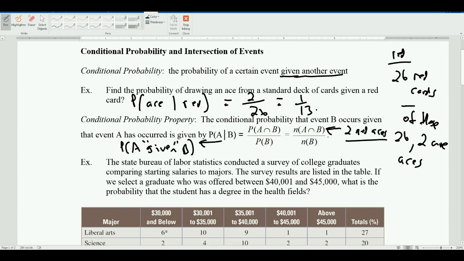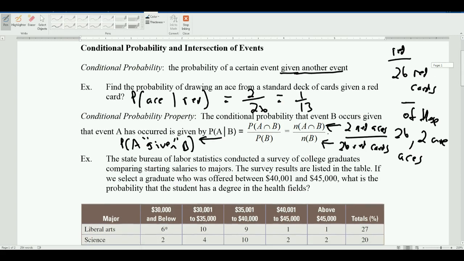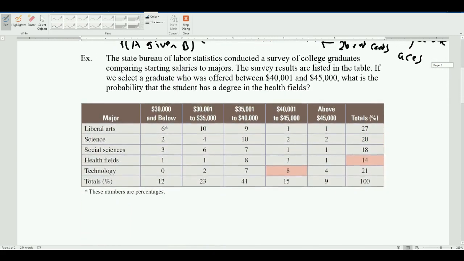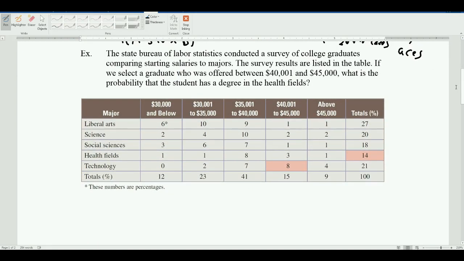2 red aces. And then since we're given red cards, how many red cards are there? 26 red cards. So that's kind of what this notation means. It's the intersection of the two events. So you have an ace and red, so it's red aces. There's 2 of those, divided by the given event, and you're given the red cards. How many red cards are there? 26. So it's kind of a way to think about it. Good example to use, I guess. So let's just look at this example.